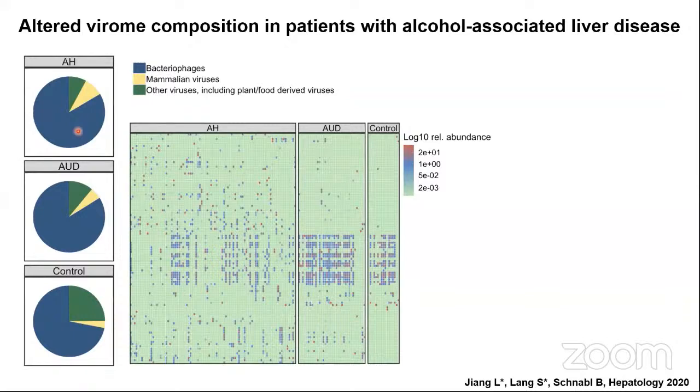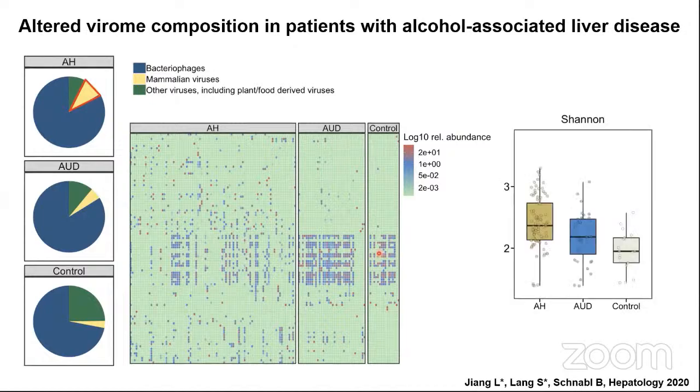Now, the most significant change that we found between alcoholic hepatitis patients and alcohol use disorder patients or non-alcoholic controls was the significant increase in mammalian viruses. If you just look at the composition of the virome, each patient is presented in one column. You can clearly see that the composition of the virome in patients with alcoholic hepatitis is different from alcohol use disorder patients and from control patients.